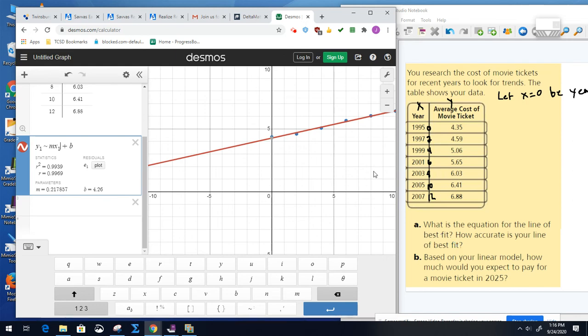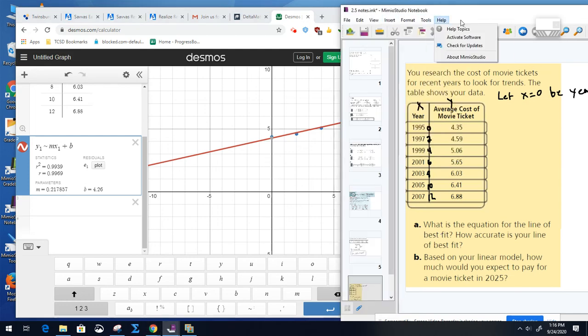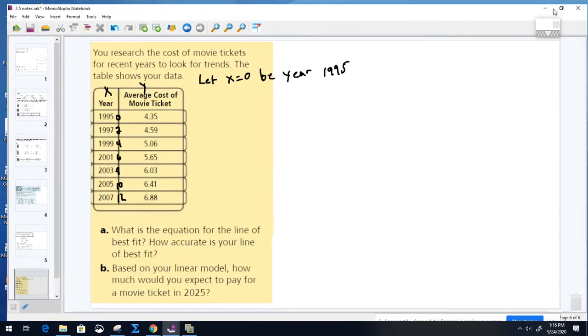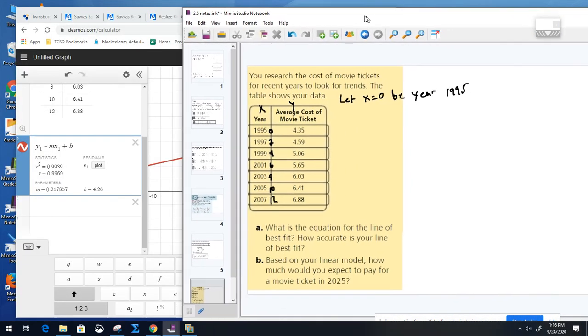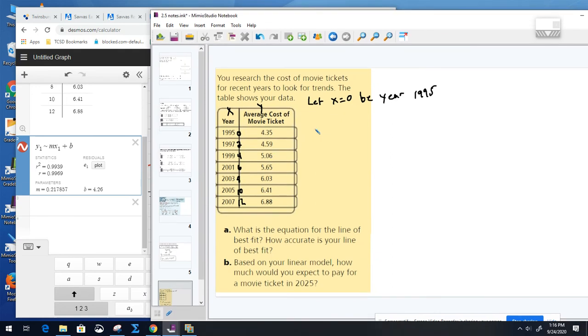So again, I'm going to get Y equals, from what I got right here, I'm going to round it to two places. So I'm looking at the 7 right here. The 7 tells me to move this 1 up to a 2. So it'd be 0.22x plus my y-intercept is 4.26. So this is the formula I'm going to use. So what is the equation of the line of best fit? Bam, it's very accurate because I rounded it to two places and used decimals or used Desmos.